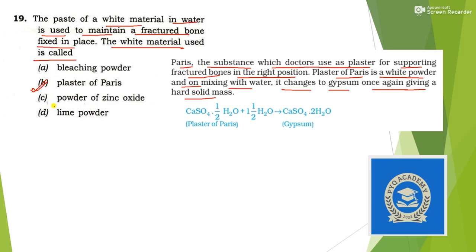This is repeated in various exams, and you should remember this formula also, because various times they are asking the formula of plaster of Paris and gypsum. People get confused between the number of water molecules. So remember, in plaster of Paris there is half a water molecule, and in gypsum there are 2 molecules of water.